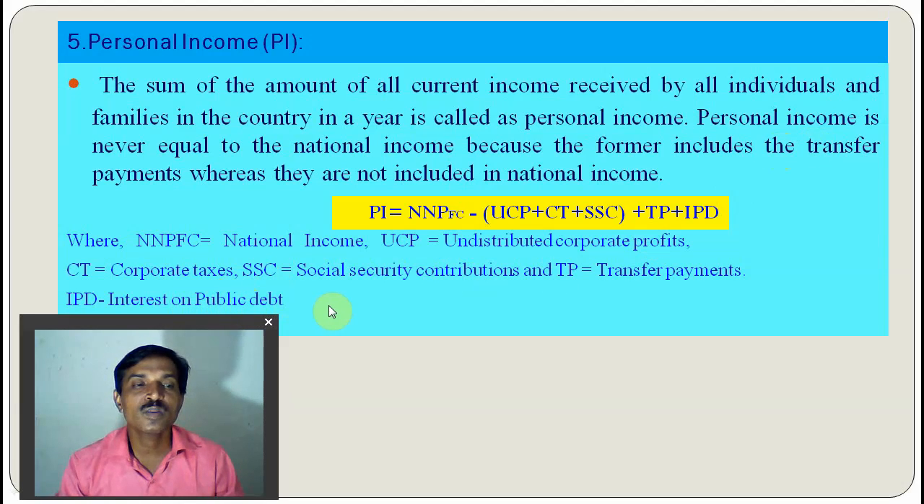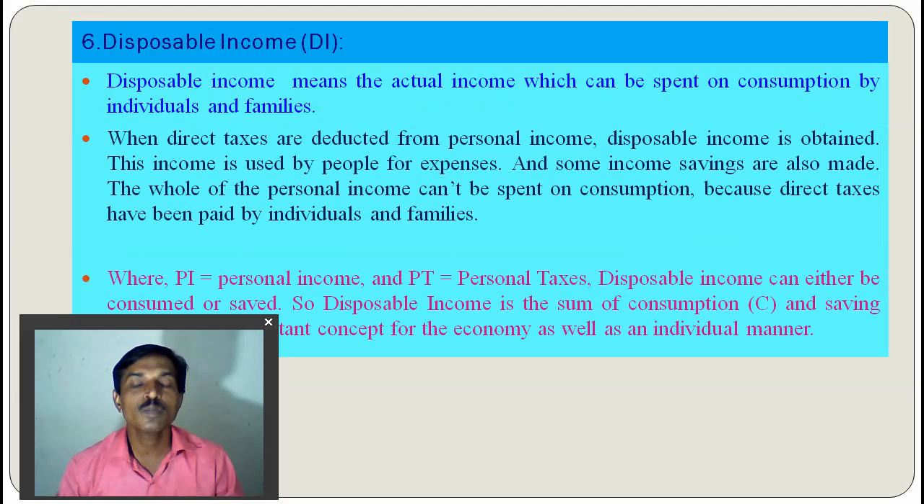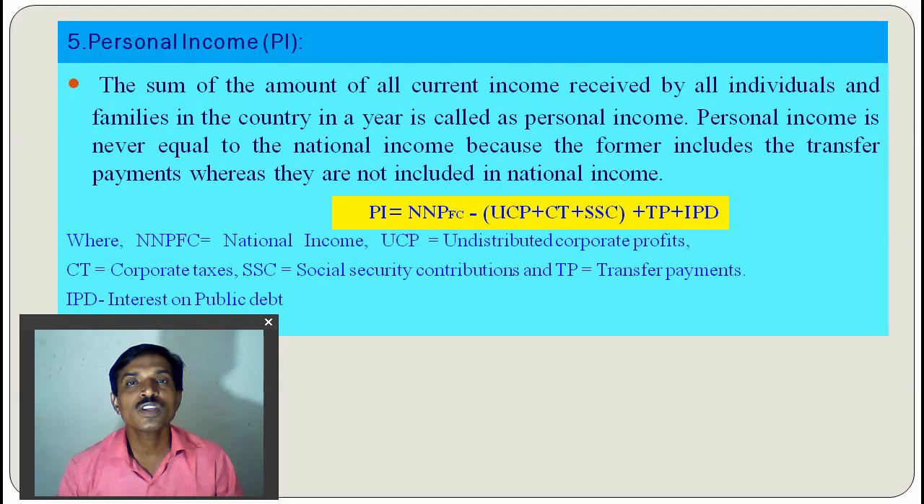When persons invest some money in public securities, the interest they receive is also part of the personal income. So personal income includes the transfer payment and the interest on public debt. Personal income means the income persons receive within the year from all sources.